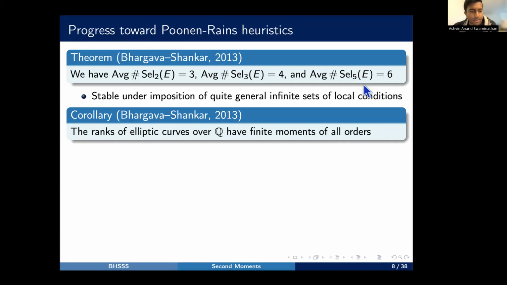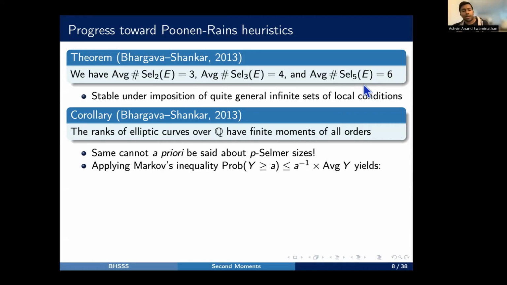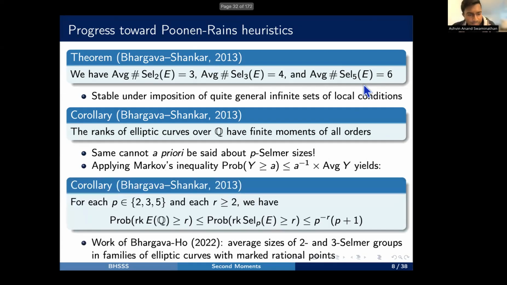It's an interesting corollary. Now, the same cannot a priori be said about the sizes of p-Selmer groups. Just the fact that we know that the average size is bounded doesn't say anything about whether the higher moments of these Selmer groups are bounded. Now, from probability theory, there's an elementary inequality known as Markov's inequality. It says that if you have a non-negative random variable y, then the probability that y is at least a is at most 1 over a times the average of y. So you just apply that inequality, you get another corollary.